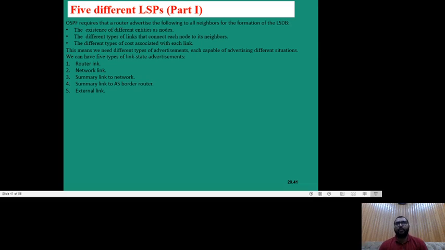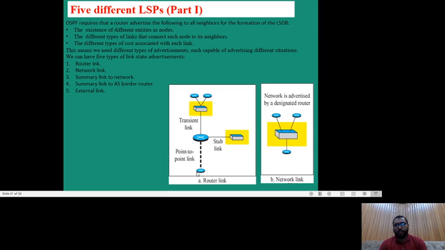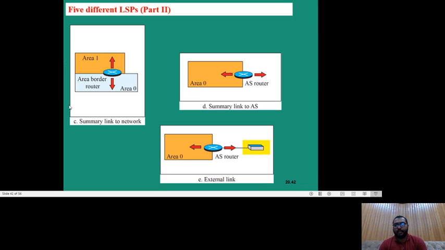Just like a link state packet will be used for sending advertisements to the other nodes or to the other routers in other areas, or maybe in other autonomous systems. But we will only restrict ourselves to a single autonomous system. So these advertisements will be required. Here you see different types. You can see a point to point link between two routers. These are the network links, where a designated router is responsible to advertise the network links.